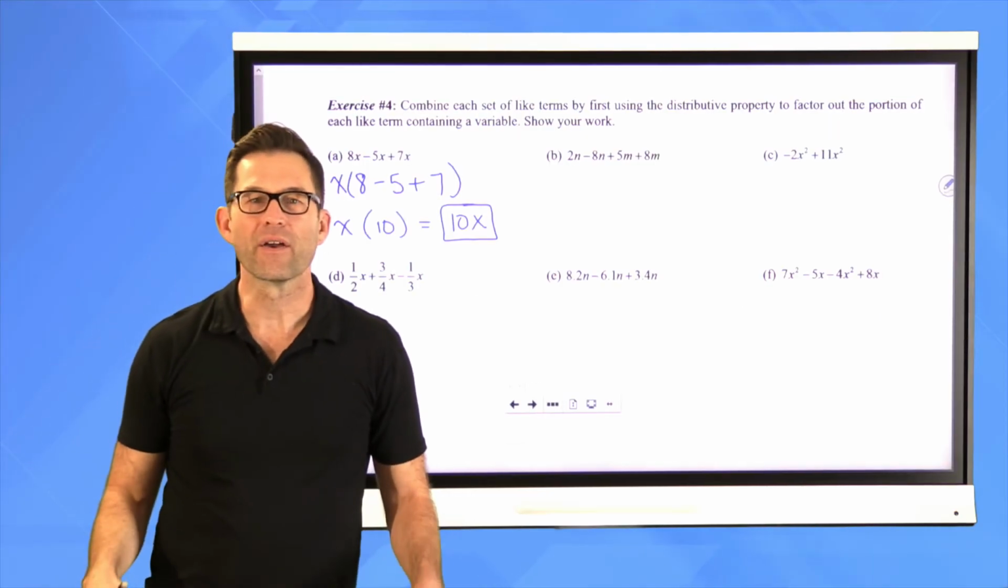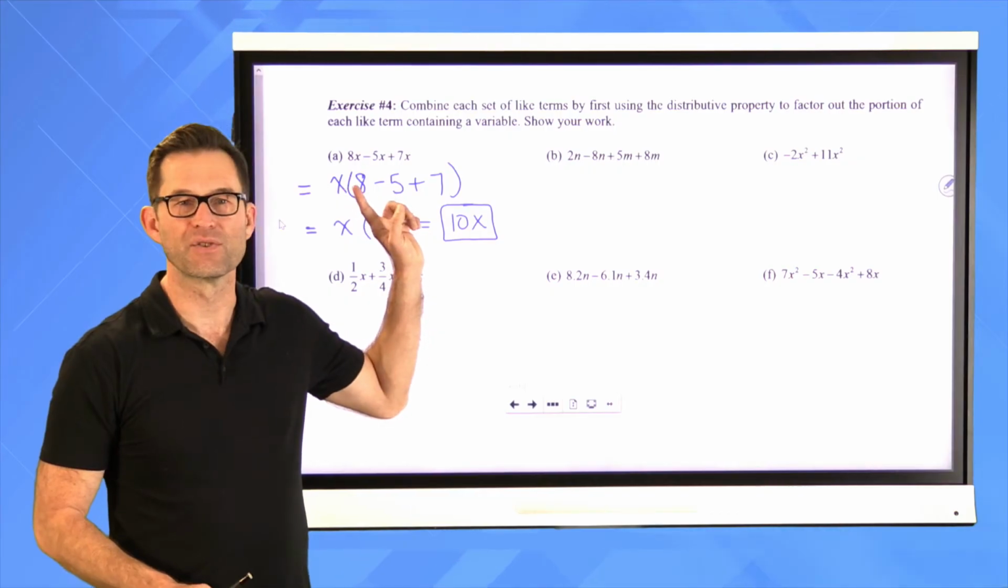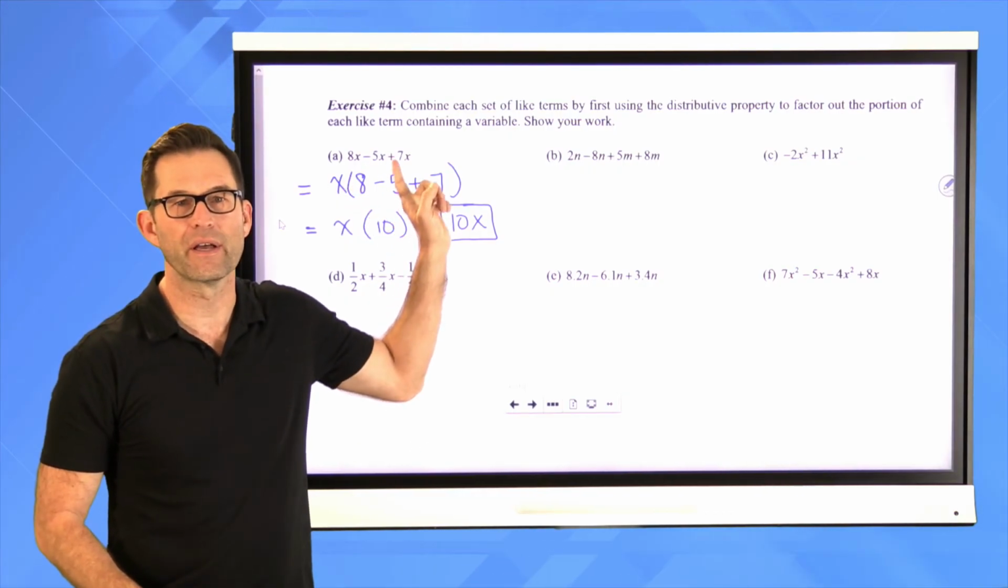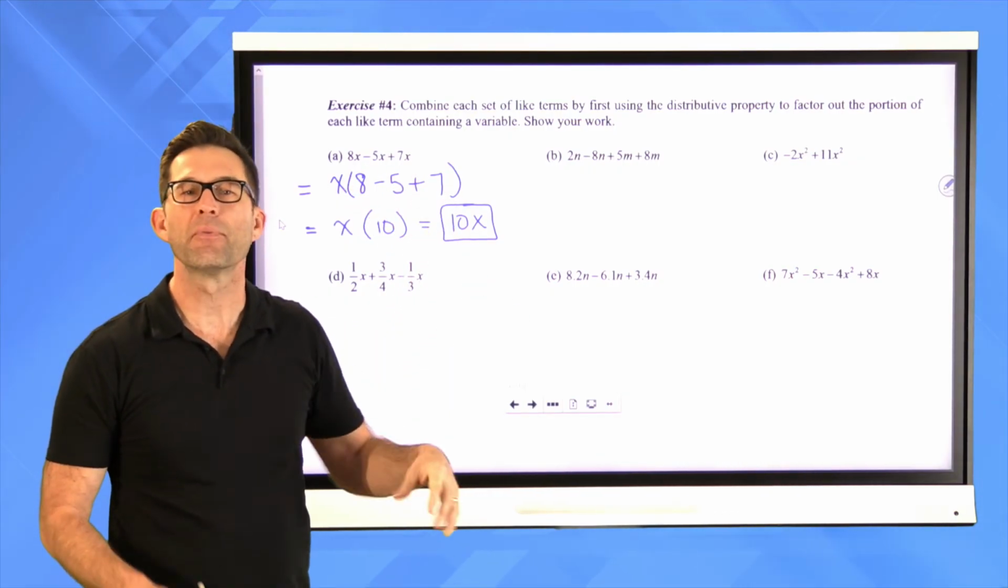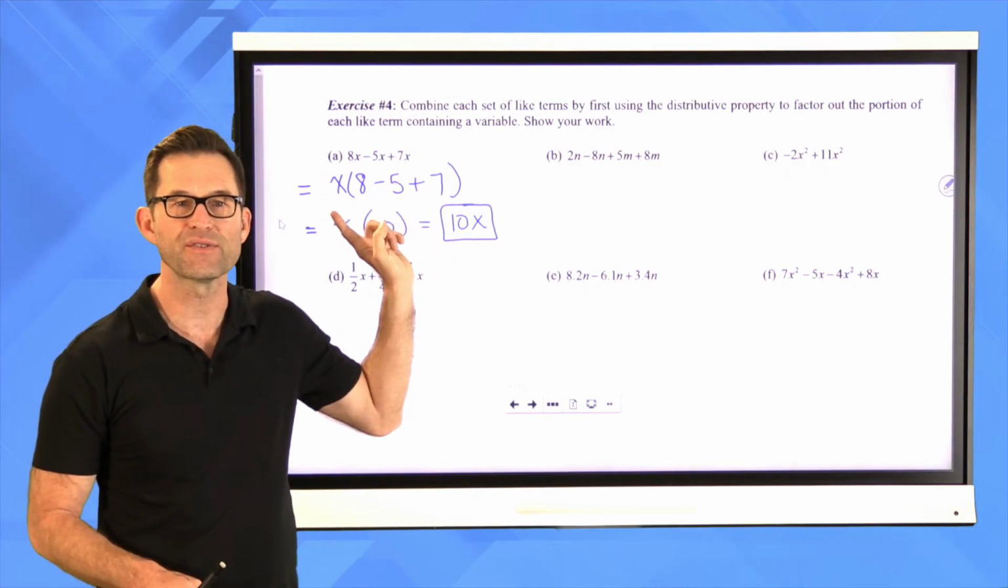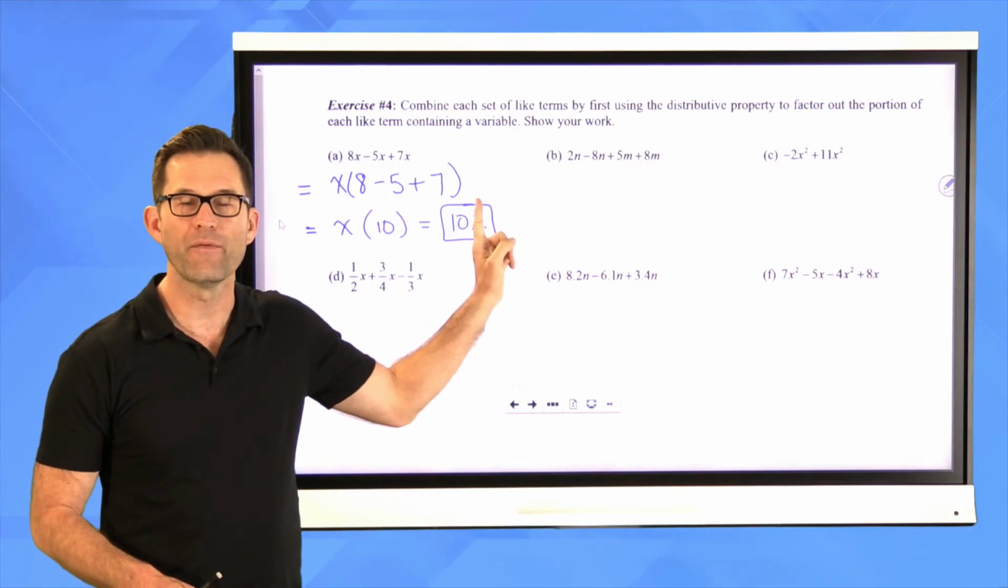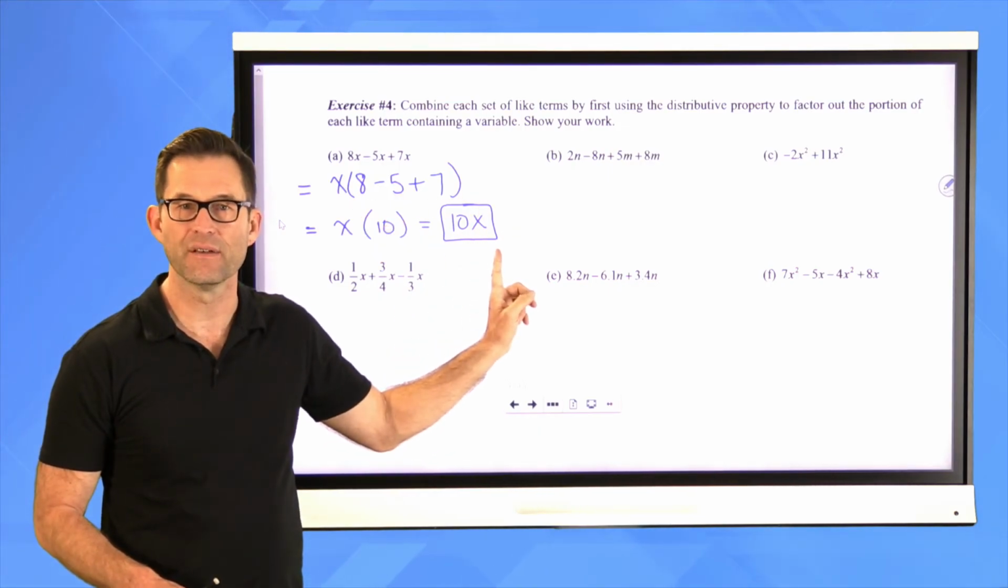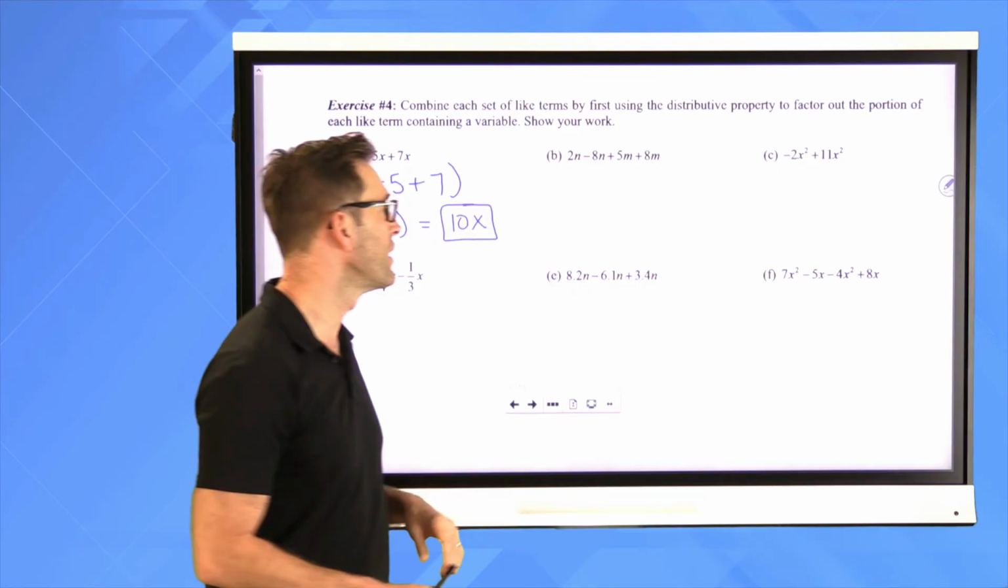Don't get me wrong, in all practical settings, you'd probably look at it this way. 8x minus 5x is 3x, 3x plus 7x is 10x, right? But the reason we can do that is that we can factor an x out of each one of these terms and then combine their coefficients to be left with just 10x. Let's take a look at a more complicated one in letter B.